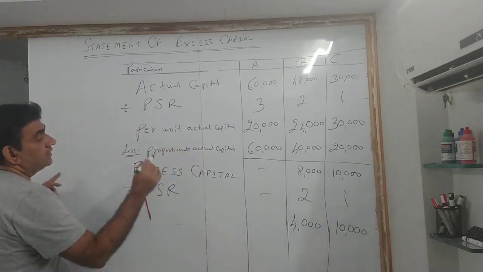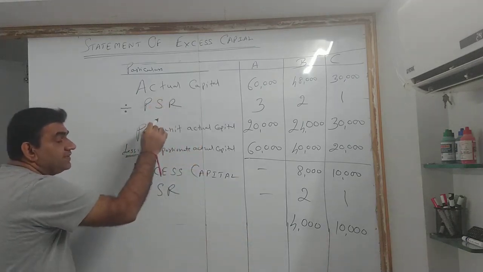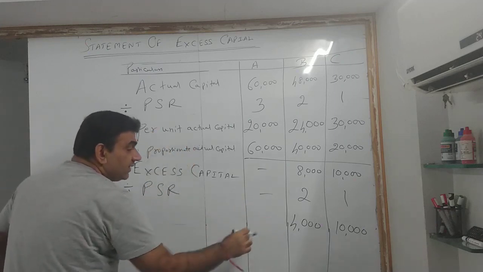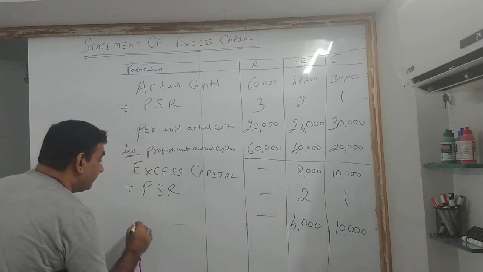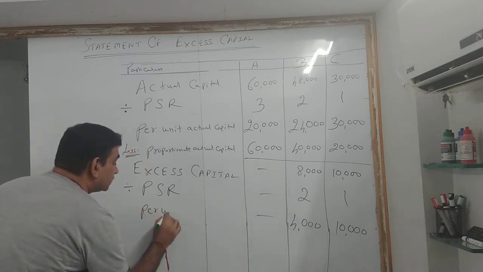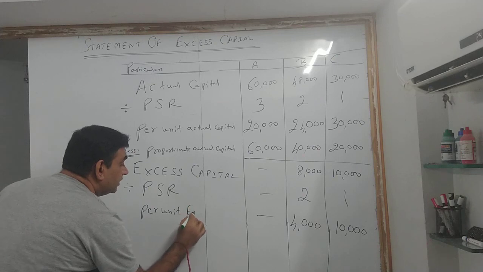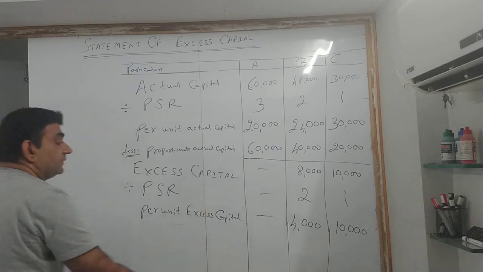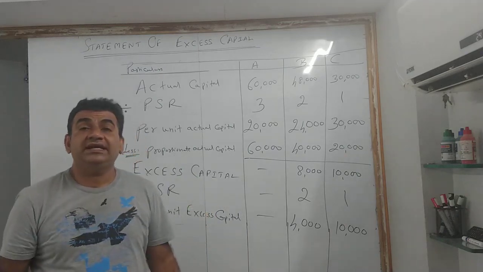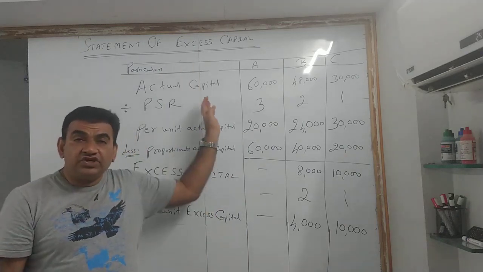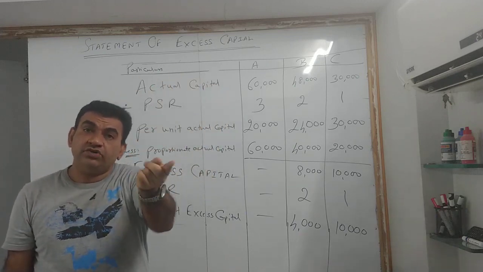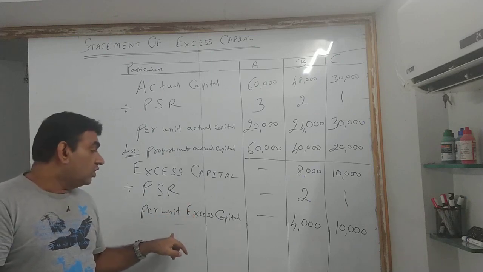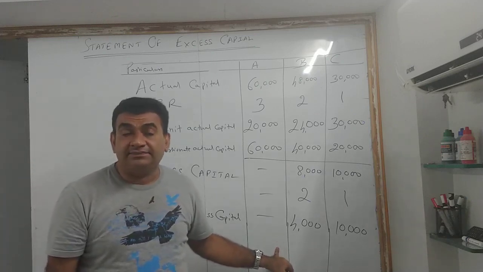Just see. Actual capital when you divided by PSR was called per unit actual capital. Excess capital divided by the PSR, what you get after dividing, is called per unit excess capital. Actual capital divided by PSR was per unit actual capital. Excess capital divided by PSR is called per unit excess capital.